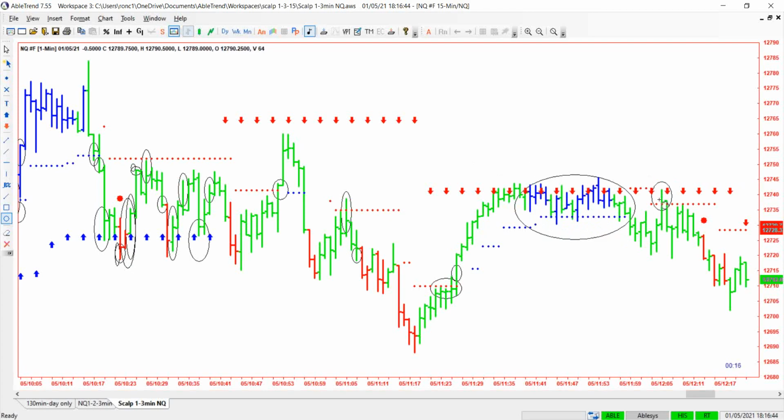Not only does it hit the arrow, it hits the dot. 1 minute later, a winner. Hits the dot again. 1 minute later, a winner. You can even take this one because it's got the big dot and the arrow, and that was a winner. But let's not even assume that you did take it.